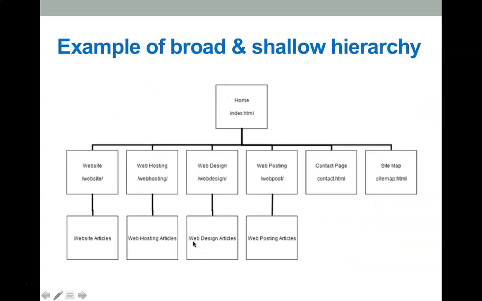An example of a broad and shallow hierarchy is this here, where you have your home page, then you have a nice wide array of different pages. And it's not a deep website. You can see that you can only really go 3 pages deep.